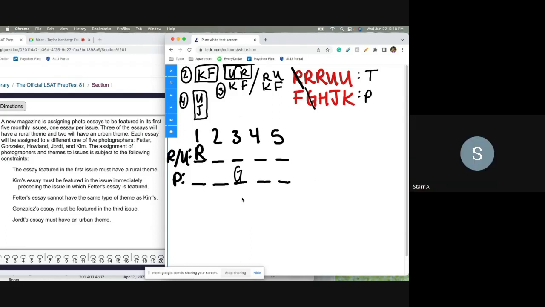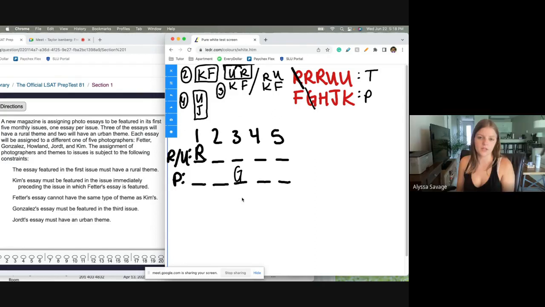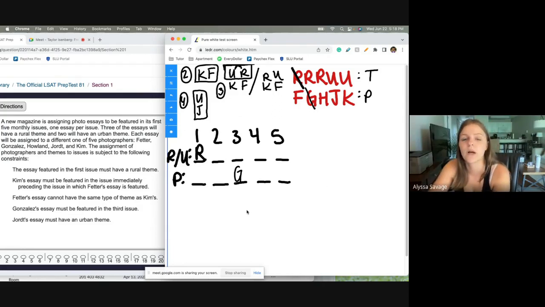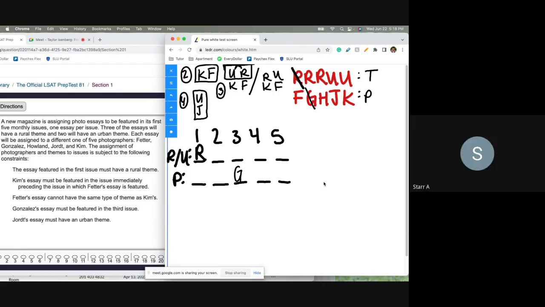I would probably say the second rule. Meaning the K and F rule? Yes. Yeah, why would you say it's the K and F rule? Because it's not giving like specifics. It's kind of just saying that the essay must be featured. Well, actually, the opposite. It is giving like specifics of where it should be.